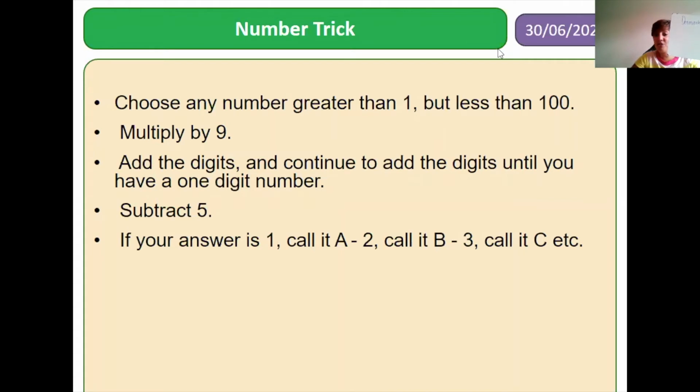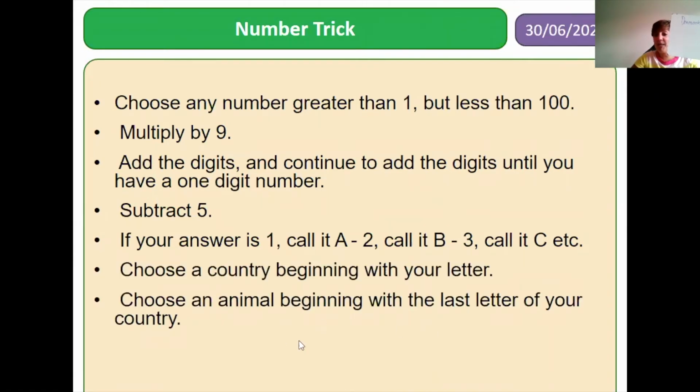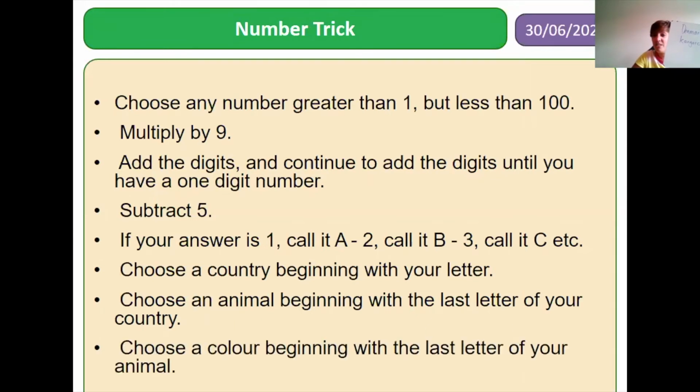Then I asked you to choose an animal beginning with that last letter. Well, my last letter was K. Maybe not as safe, because there are a few animals that start with a K, but I think lots of people will have thought of a kangaroo. And finally, a colour that starts with O. Well, again, I think orange is the obvious option.